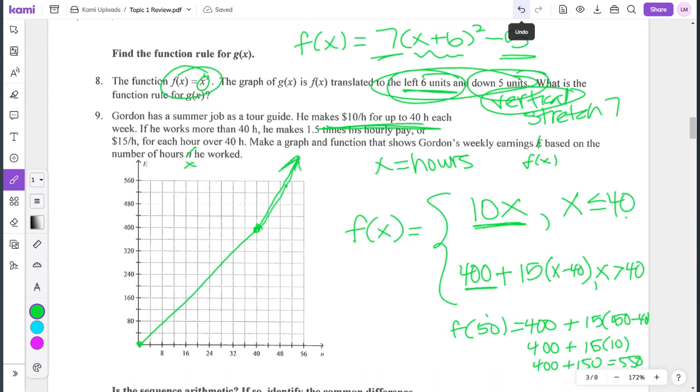So the slope is a little bit steeper, and it should be, because our slope here is 15, and on the first one it was 10. Right, so that's what the graph looks like. It is a continuous function.